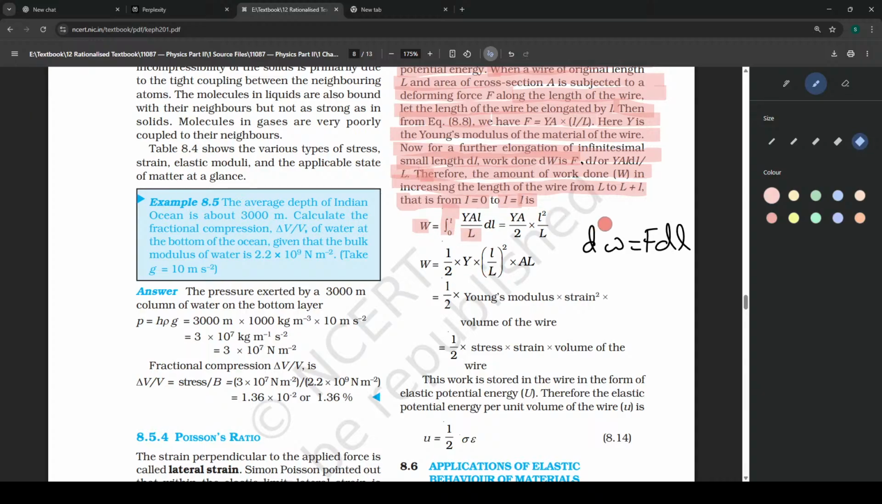The original length is constant, Young's modulus is constant, and area is constant. So the only thing that needs to be integrated is this l here, that is, small l.